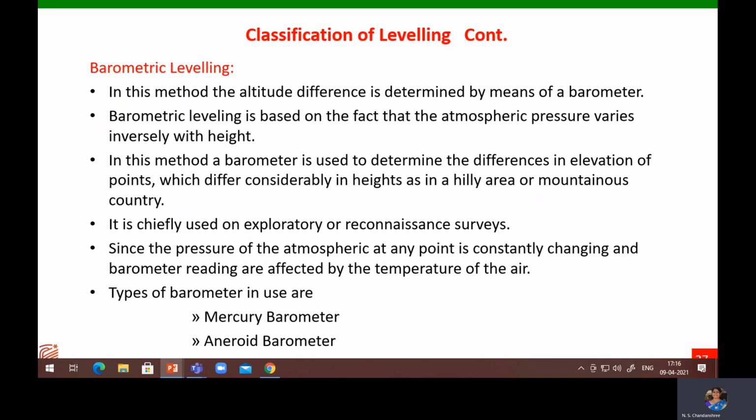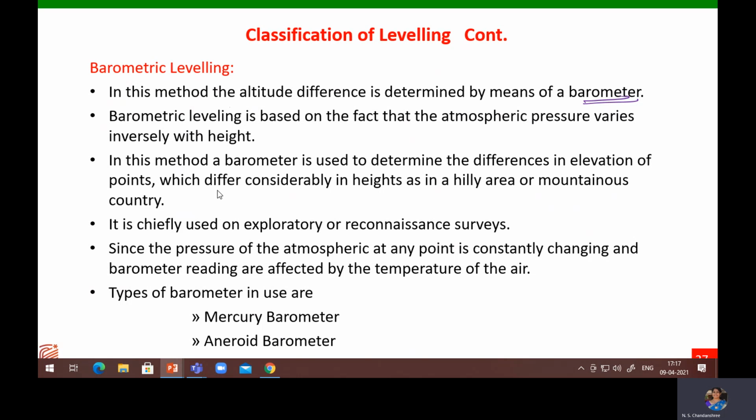Next is barometric leveling. In this type of leveling, as the name indicates, a barometer is used to measure the altitude difference. Barometric leveling is based on the fact that the atmospheric pressure varies inversely with the height. As the height increases, the atmospheric pressure will decrease. So they measure the atmospheric pressure and then correlate it with the elevation difference.